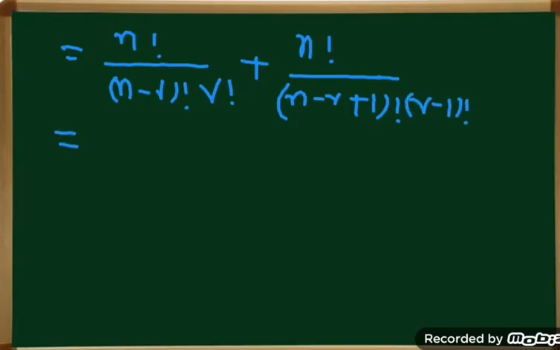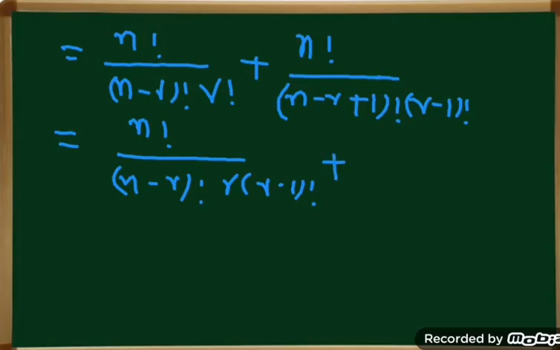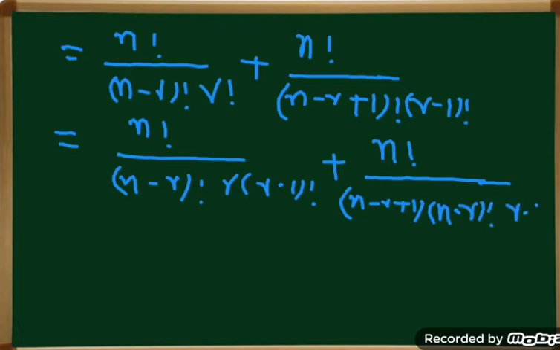Now this is equal to n factorial divided by n minus r whole factorial, and r factorial can be written as r into r minus 1 whole factorial, plus n factorial divided by n minus r plus 1 into n minus r factorial into r minus 1 whole factorial.